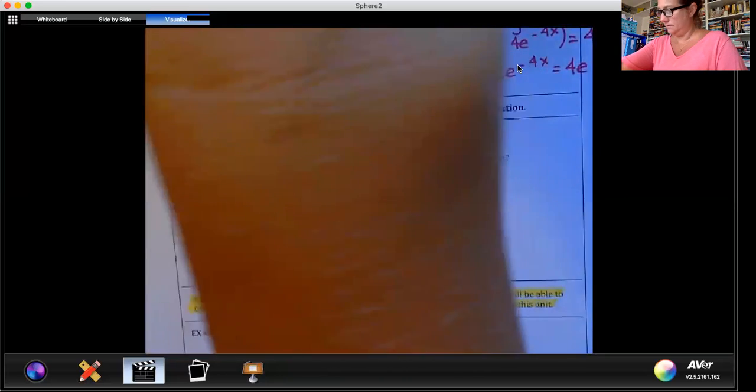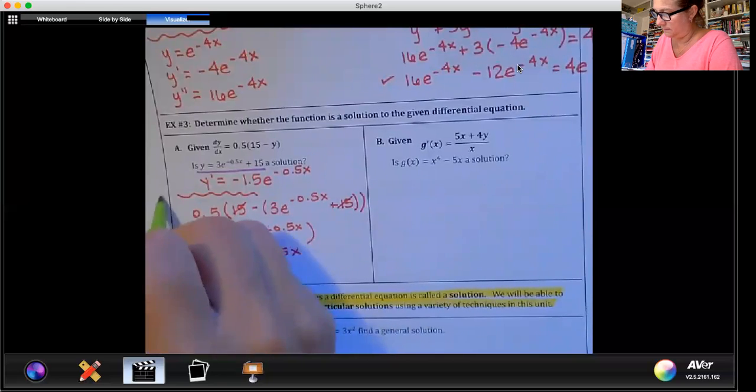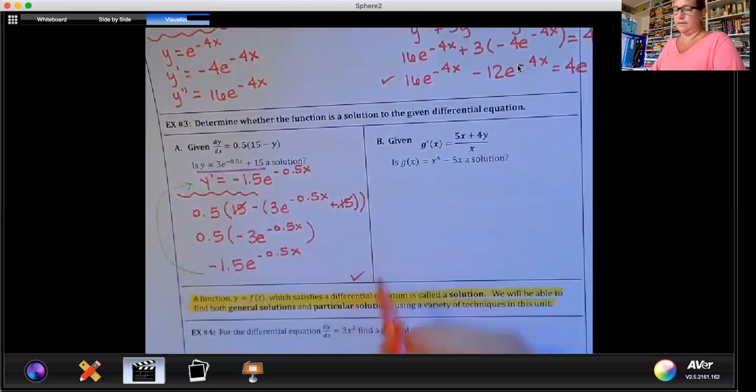So notice they are the same. So we can say, yes, it is a solution.